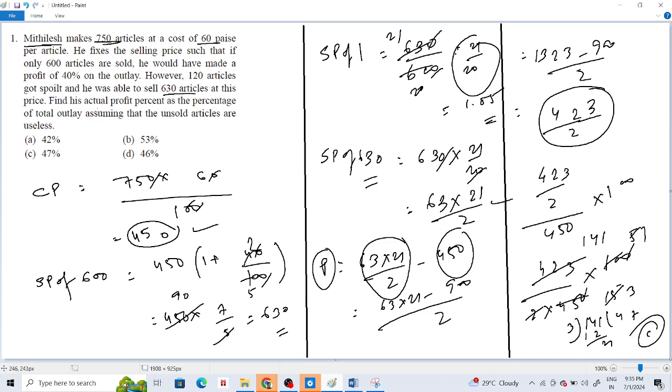Okay. Now see, find his actual profit percentage as a percentage of total outlay, assuming the unsold articles are useless. So 423 by 2 divided by what is the CP? CP is 450. Normal formula, profit percentage is profit by CP into 100. So 450 into 100. So on calculating I get a clear cut 47%.